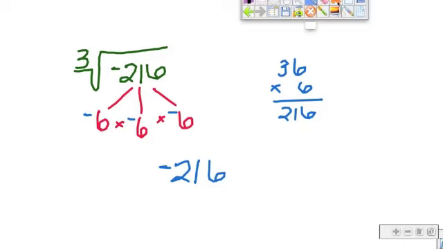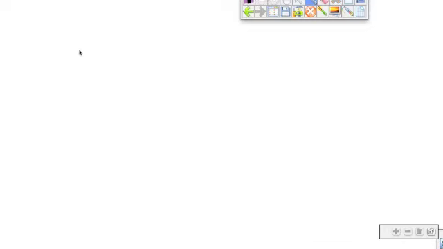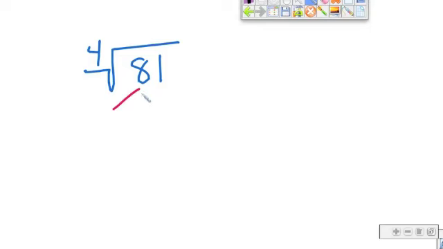All right, let's try one a little trickier. What if I had it quad rooted? I don't even know if that's a real word, but I like it. All right, how about square rooted 4 times? So, 1, 2, 3, 4. One number 4 times being multiplied.